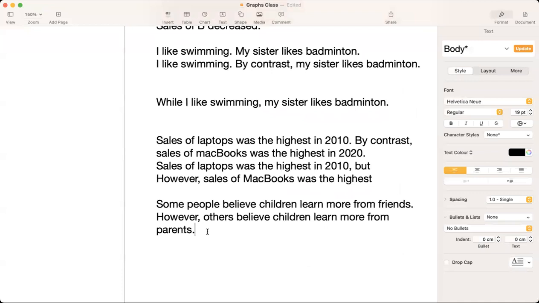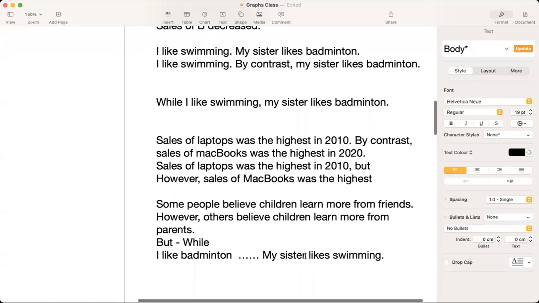Now let me tell you the difference between but and while. There's a difference between but and while. Okay. So while we use, see, while is used when there should be different subjects. So for example, I like badminton. And here the second thing is somebody else. For example, my sister. My sister likes swimming. Here I'm talking about me. Here I'm talking about my sister.